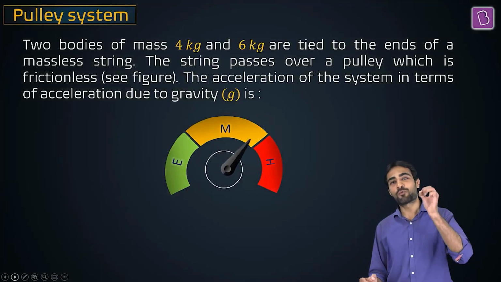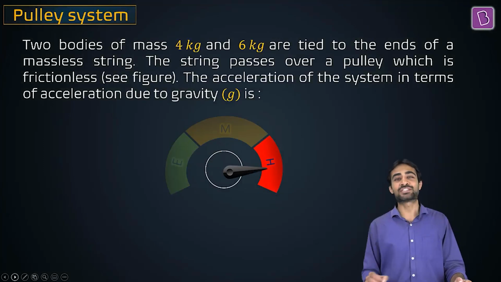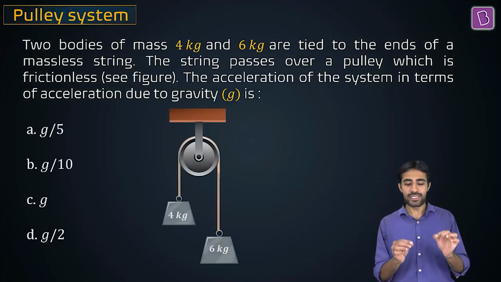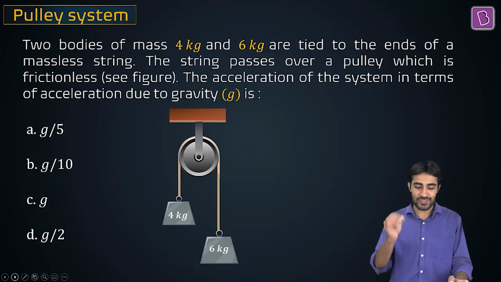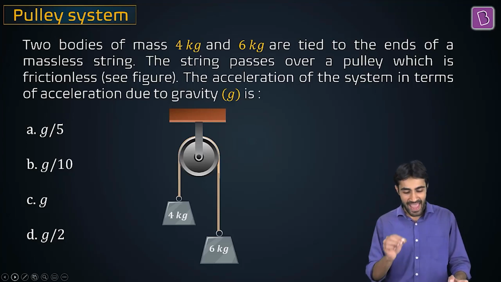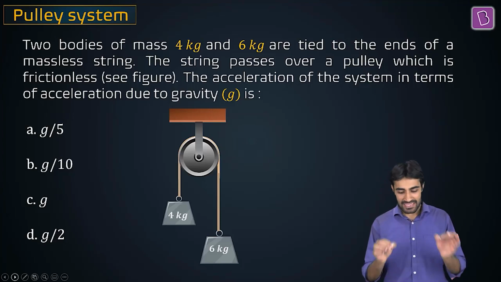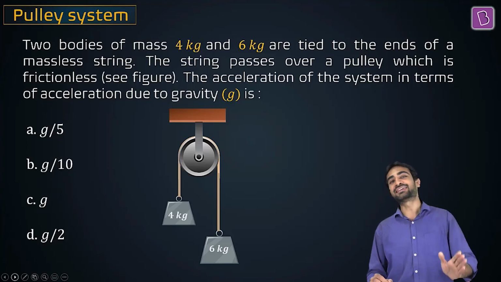Here we have a question on Newton's laws of motion. The question is based on a pulley mass system. The question says, two bodies of mass 4 kg and 6 kg are tied to the ends of a massless string, and the string passes over a pulley which is frictionless. The acceleration of the system in terms of acceleration due to gravity is?